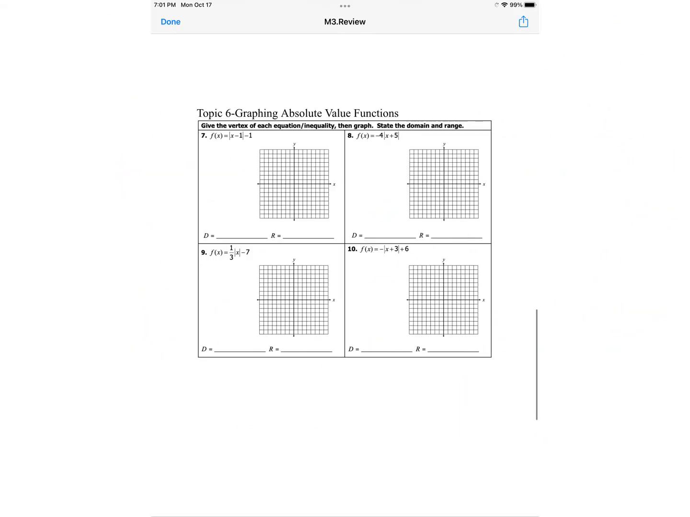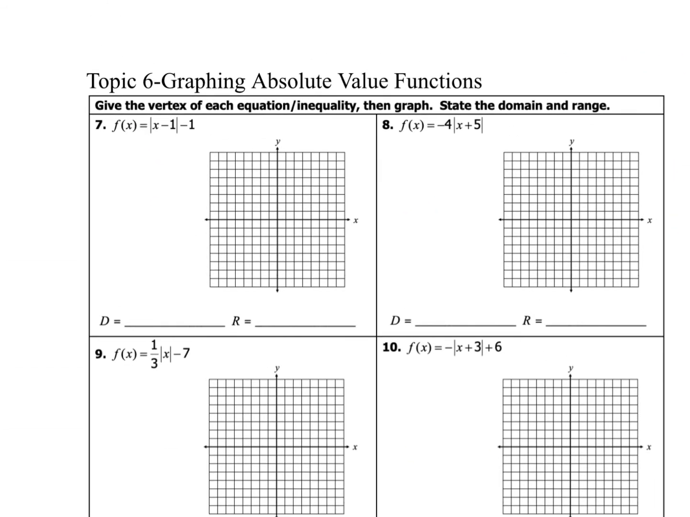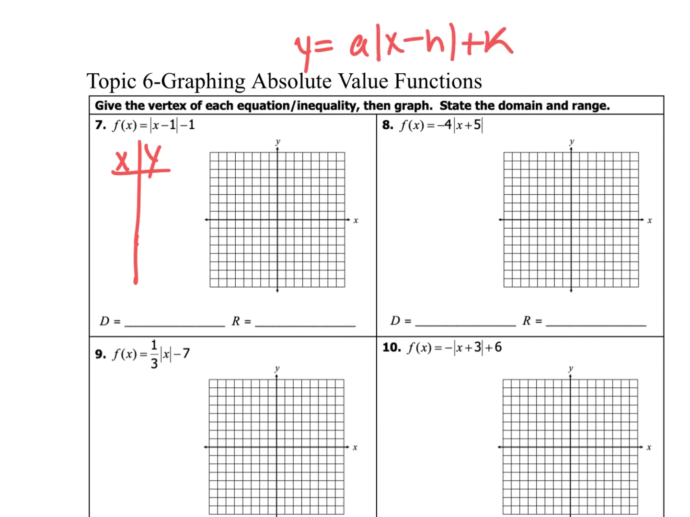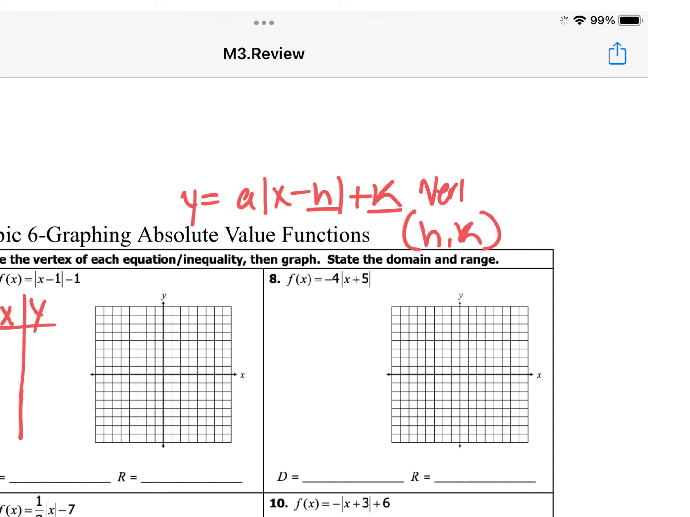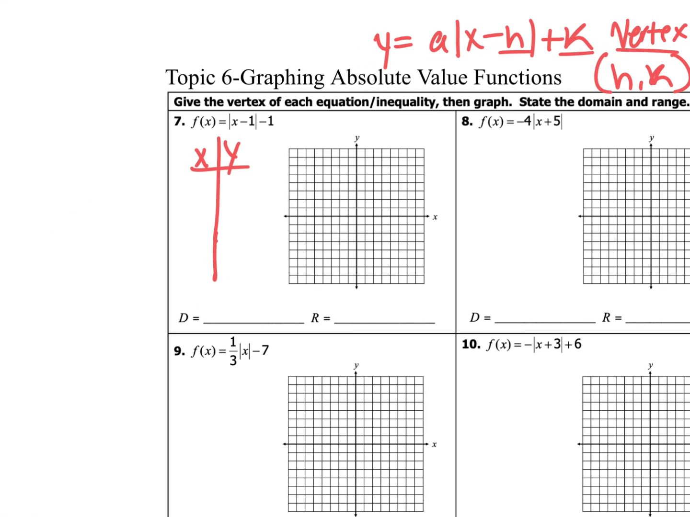Okay. Next page. Graphing absolute value functions. This is where we make a table of values. And we start with the vertex. Remember, these are in vertex form. So x minus h plus k, where h and k are the vertex. Okay. Just be careful because when you're taking h out, remember it has to be the opposite. So the vertex for number 7 is going to be 1, negative 1.